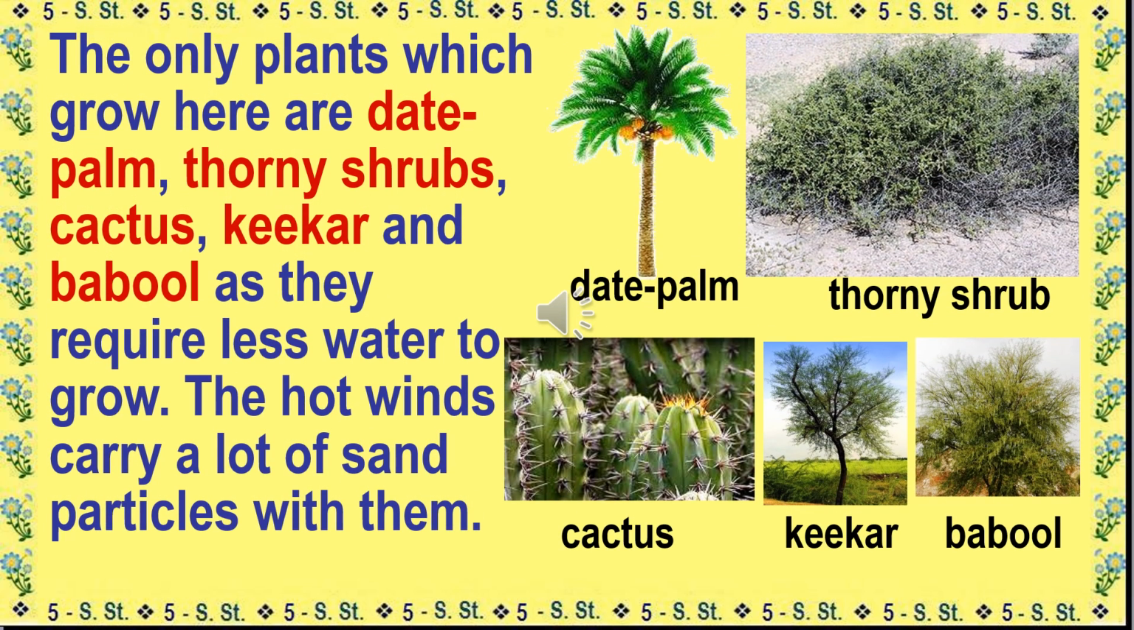The only plants which grow here are date palm, thorny shrubs, cactus, kikar, and babool, as they require less water to grow. The hot winds carry a lot of sand particles with them.